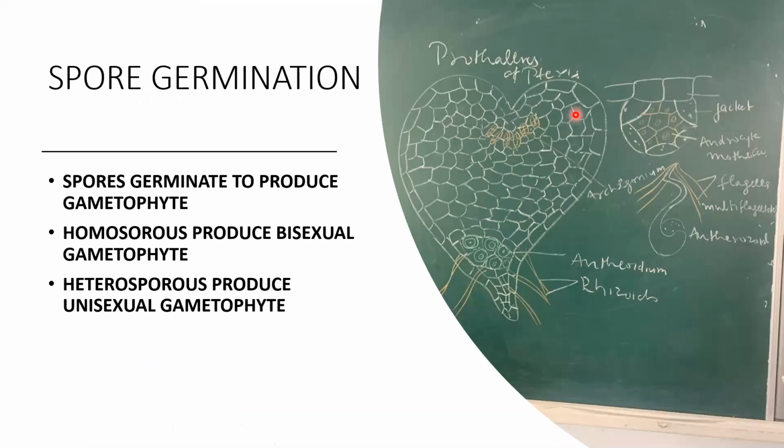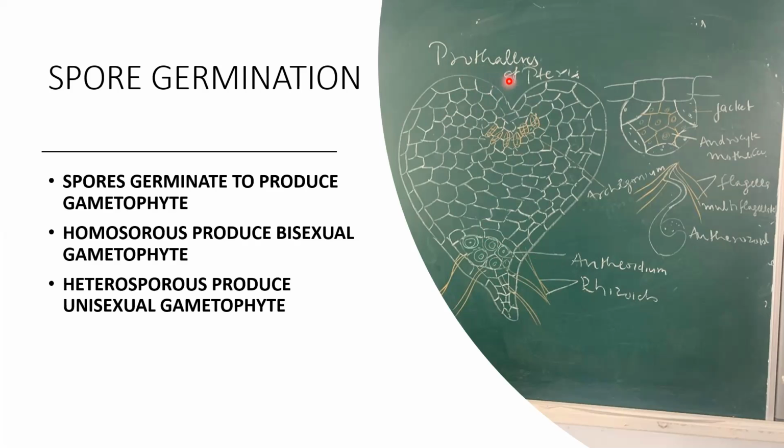Now, this is the bisexual gametophyte of Pteris. This bears both the sex organs, but they are separated by space. Here in the apical part, the generative region is there, and this bears the female sex organ called Archegonium, and this is the posterior part of the gametophyte of Pteris. This bears the sex organ called Antheridium. Now, this is called the prothallus of Pteris.